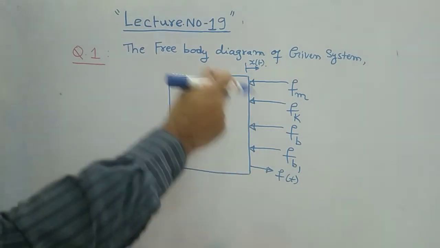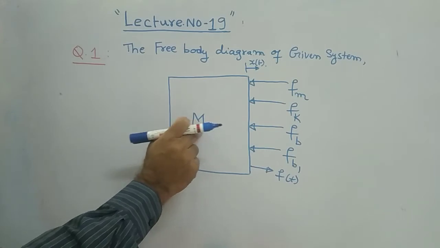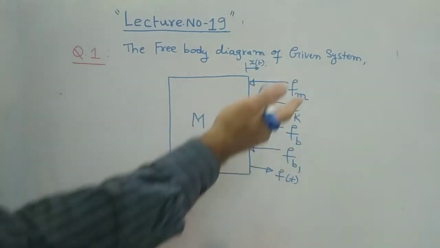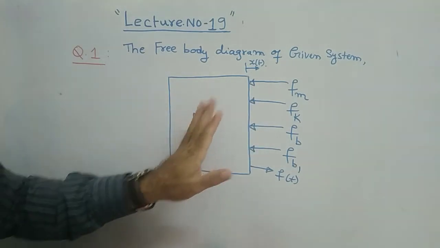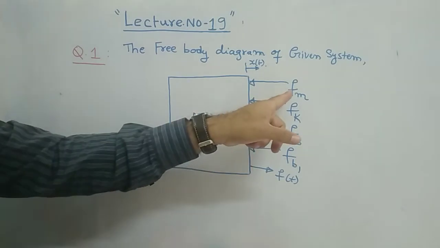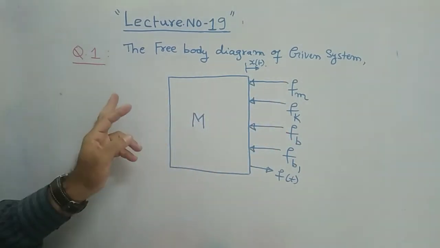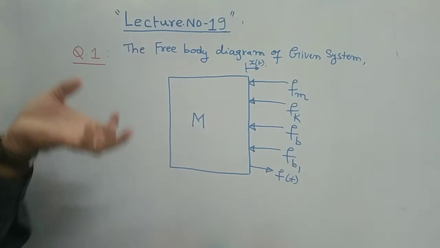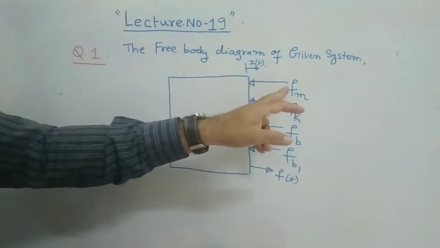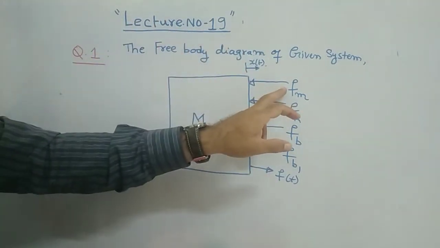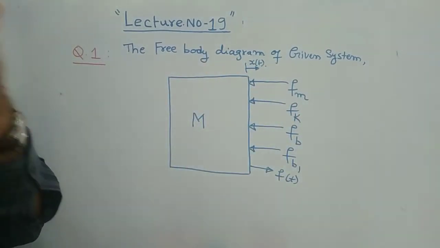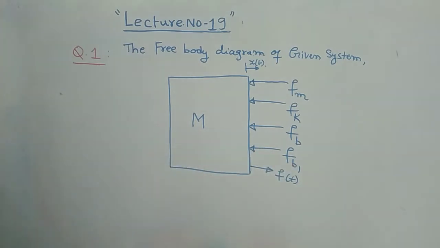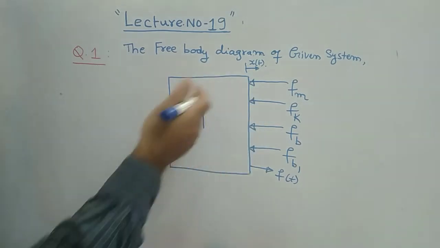You draw the block and identify the mass, and then you represent all the forces acting on that body. The first force is with respect to mass itself, that is Fm. Then we have the force opposed by the spring constant K, the force opposed by the dash part, and the force opposed by the viscous friction coefficient, and finally this is the applied force. This is the free body diagram.